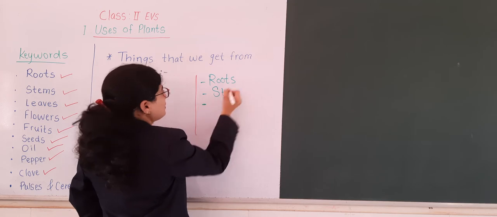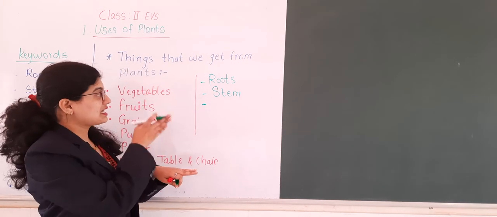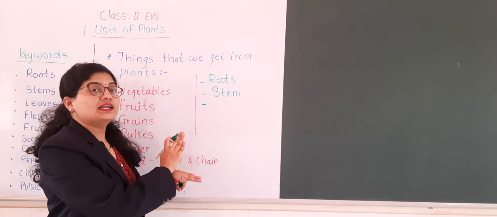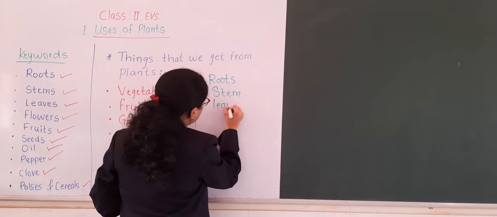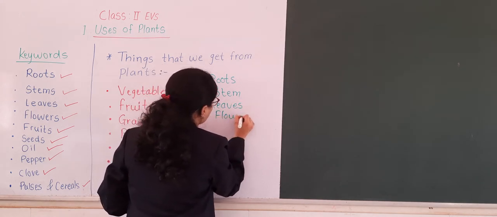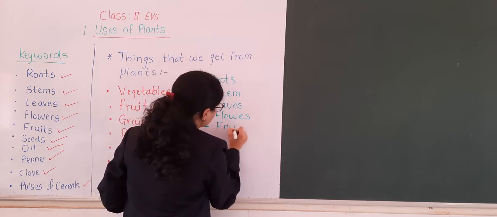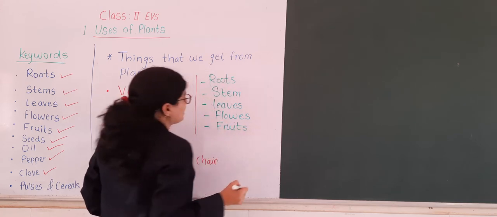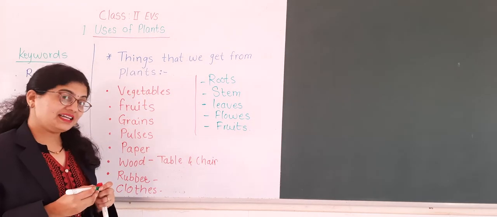Where do these roots grow? They grow below the ground. And where does the stem grow? The stem grows above the ground. Then leaves, flowers, and fruits. These are the different parts of a plant, right?